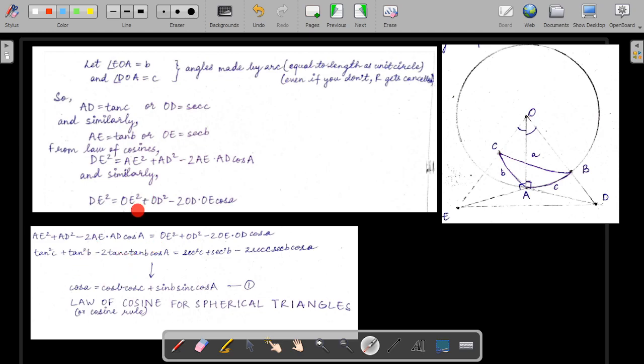Okay, since they are equal, you just equate them and you get tangent squared C plus tangent squared B minus 2 tan C tan B cosine of capital A is secant squared C plus secant squared B minus 2 secant C secant B cosine of a. And just solve this. Solve this and you would end up with cosine of small a is equal to cosine of B times cosine of C plus sine of B times sine of C times cosine of capital A, which is the spherical angle opposite to arc A.